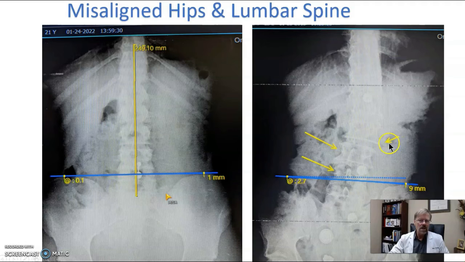This line here, this arrow, is pointing to a spur we see. There are spurs all over this. So this is not something that happened overnight. This is something that happened over time. And we also notice a rotation in the lumbar spine, and that puts additional pressure and stress on the discs. So here's normal, here's abnormal. The question is, why are you hurting? What does your x-ray look like?